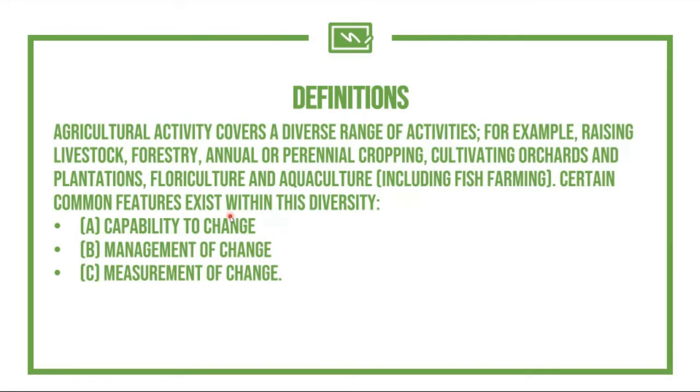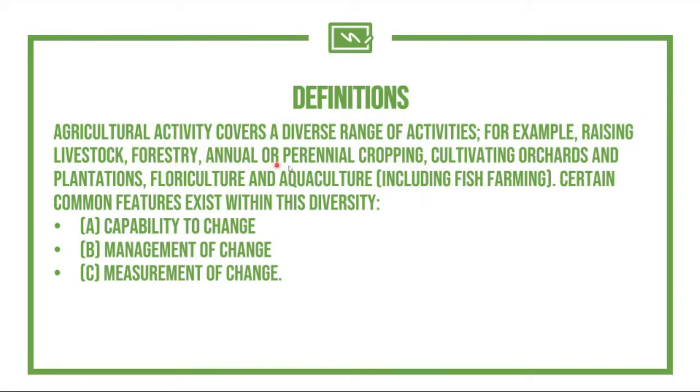Next, talking about agricultural activity, we already said a while ago that agricultural activity exists only if the entity is the one managing the activities. So there are certain examples provided by the standard. Examples here are raising livestock and forestry, meaning you are the one managing the forest plantation.